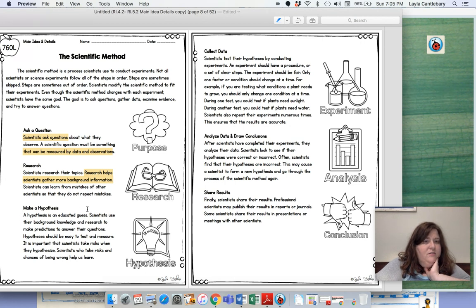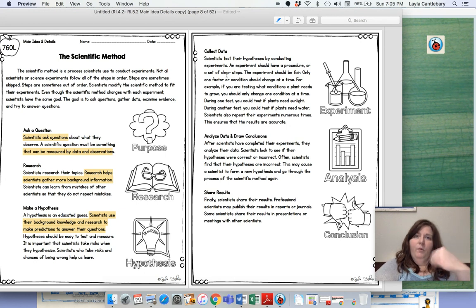So I would say this is probably the most important part. Scientists use their background knowledge and research to make predictions about their questions. In fact, I'm just going to say to make predictions about their questions, right? That's about hypotheses. That's what a hypothesis is. All right, so let's look at our next one.